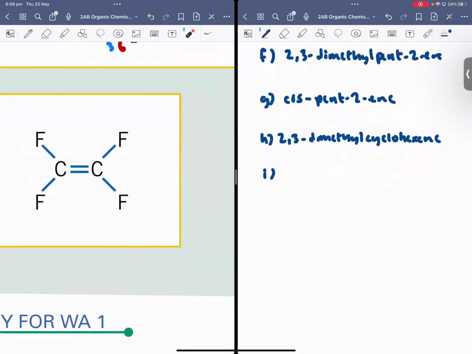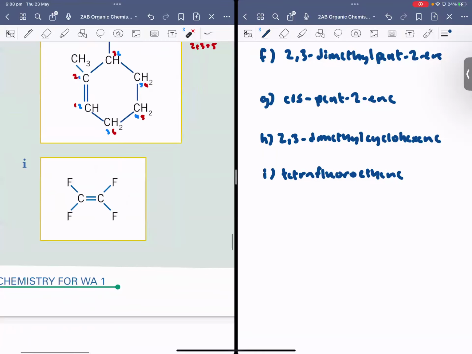It's this, tetrafluoroethene, with no numbers, because where else could they go?